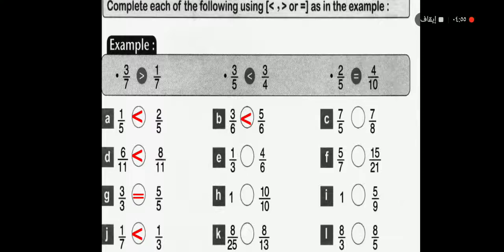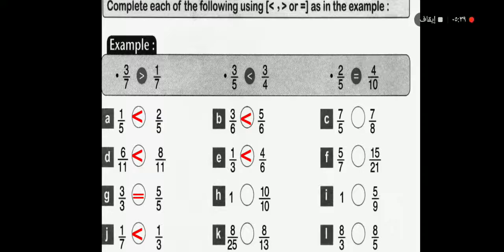Example E. 1 over 3 or 4 over 6. In this case, the two denominators are different and the two numerators are different. What do we do? We must simplify 4 over 6. We divide the numerator 4 and the denominator 6 by 2. 4 divided by 2 equals 2 and 6 divided by 2 equals 3. Then 4 over 6 will be 2 over 3. Then 2 over 3 is more than 1 over 3.